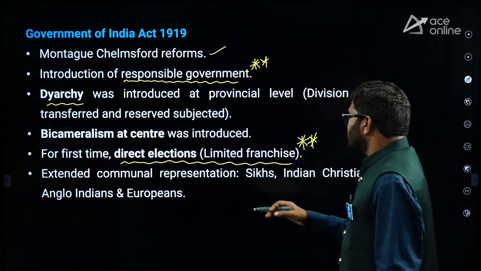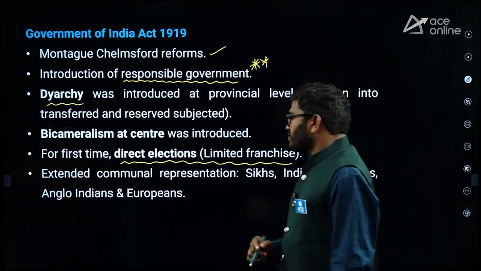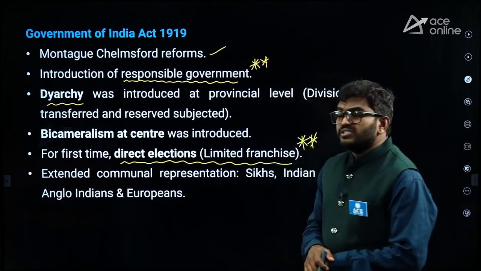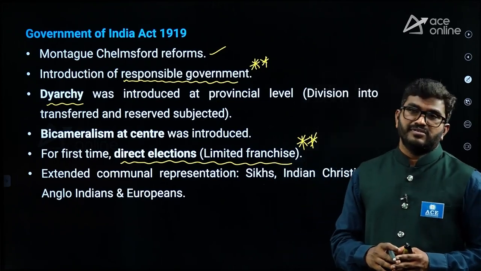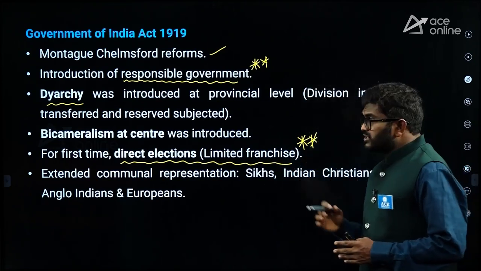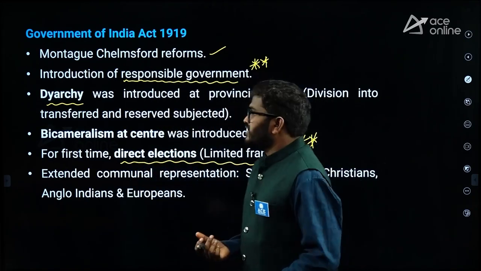It extended the communal representation to Indian Christians, Anglo-Indians and Europeans. So all these people elected the legislative council through direct elections. This is the most good thing for the evolution of the Constitution of India.